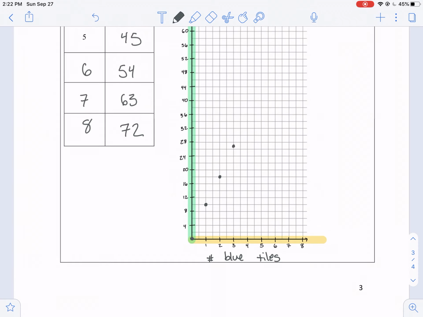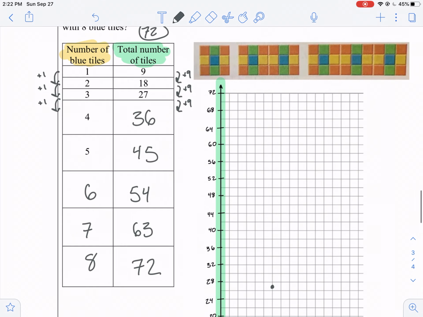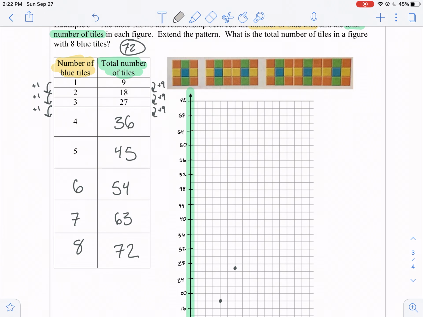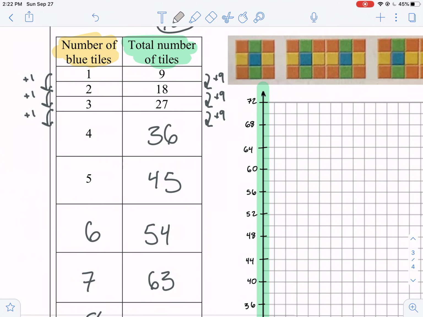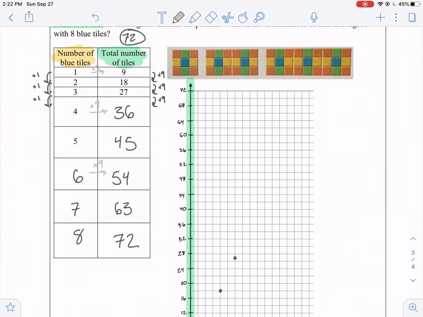Right there. Now some of you have noticed a different pattern actually in the table. You noticed that to get from our x, from our blue tiles, to our y, that's times 9. That's a totally valid pattern to find. You just take your x times 9 equals y. That's great. You follow that same pattern. Anyway, back to our graph.